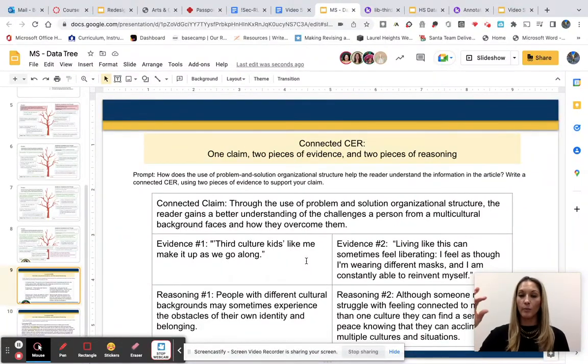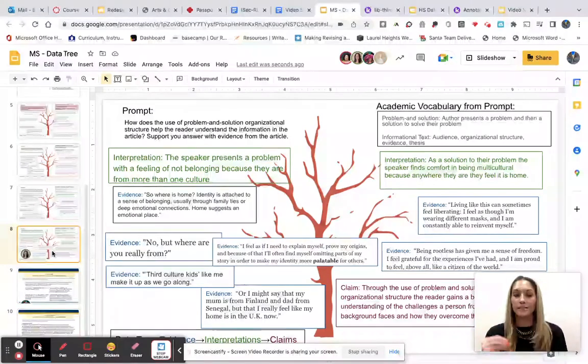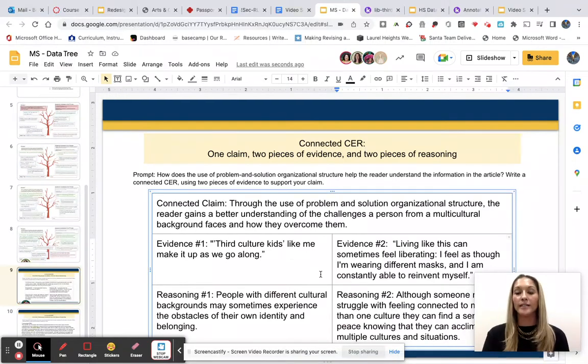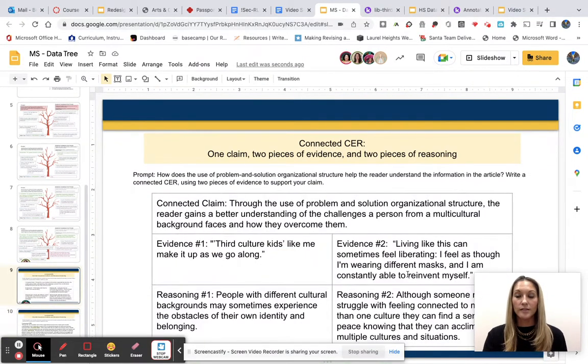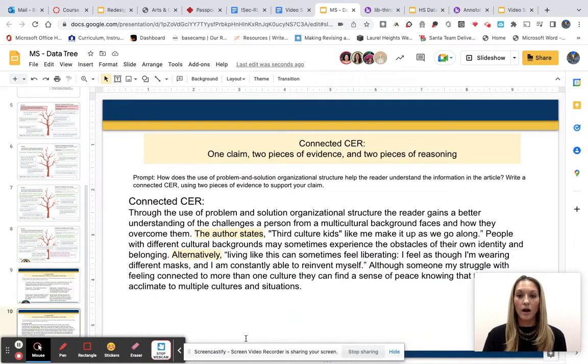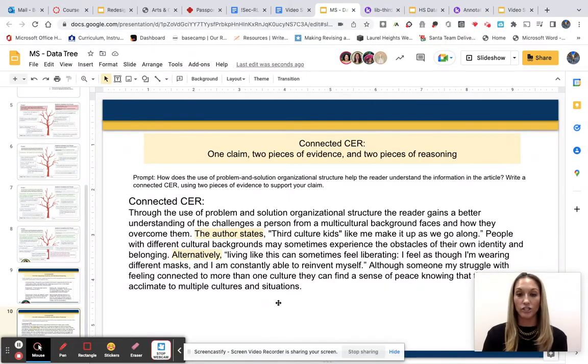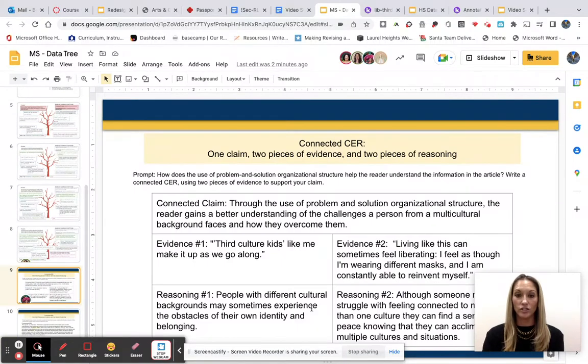Then remember, I have to come up with evidence for solution. So then I go back to my data tree and I find the best piece of text evidence that does that. And I put that in my frame. Living like this can sometimes feel liberating. I feel as though I'm wearing different masks and I'm constantly able to reinvent myself. And the reasoning that goes along with that is although someone may struggle with feeling connected to more than one culture, they can find a sense of peace knowing that they can acclimate to multiple cultures and situations.